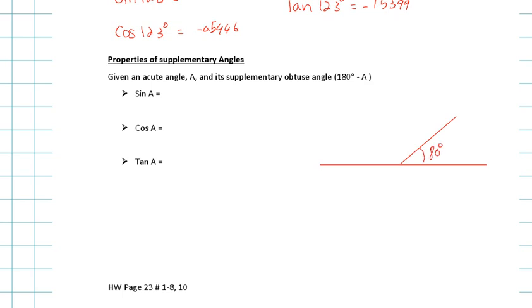If this is 80, what would this be? This is 100, because all together they're going to make 180. What is this? This is acute, and this is obtuse. Okay?